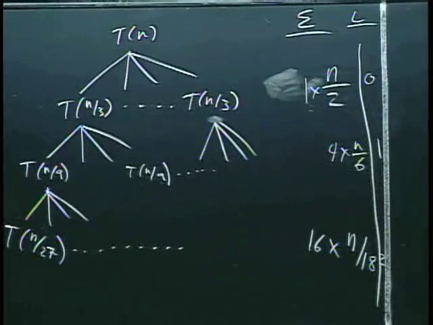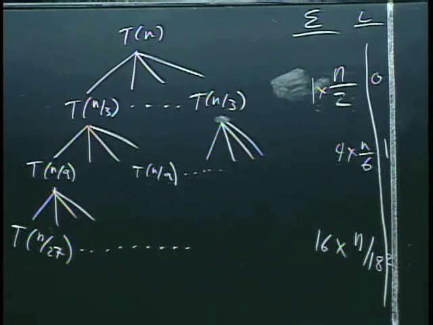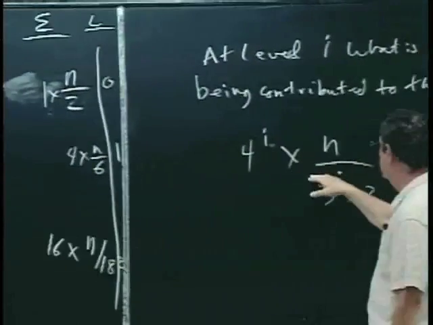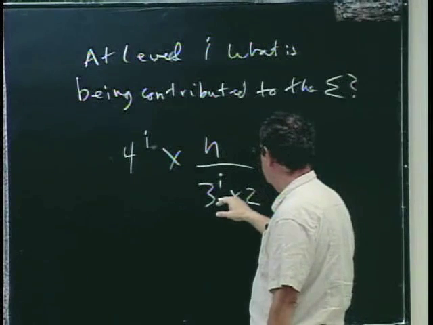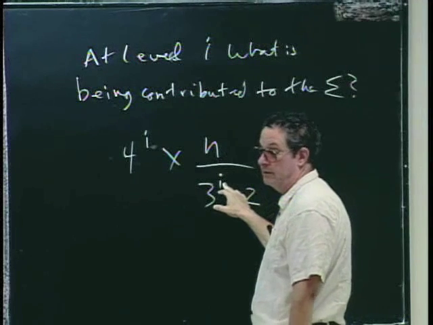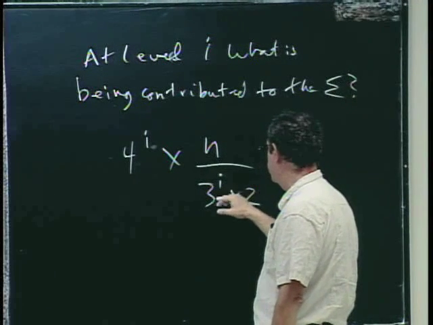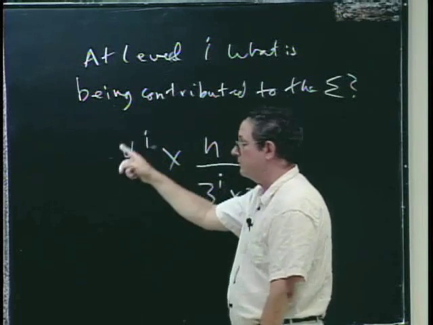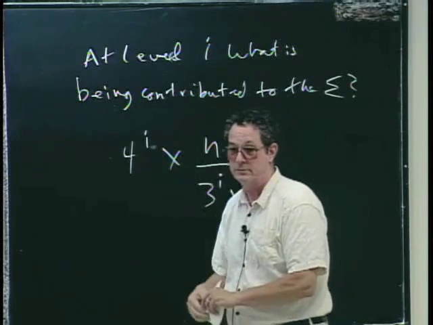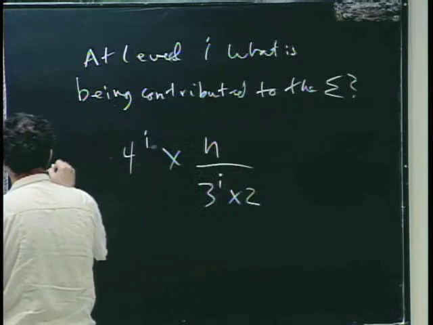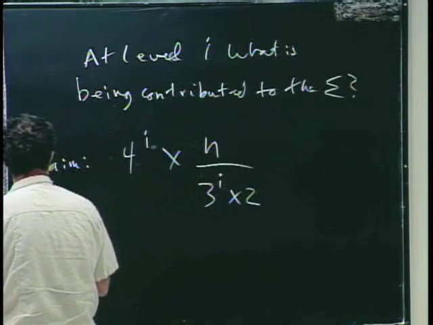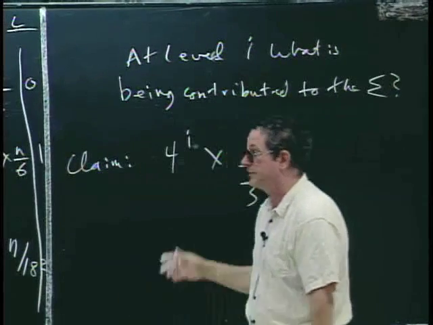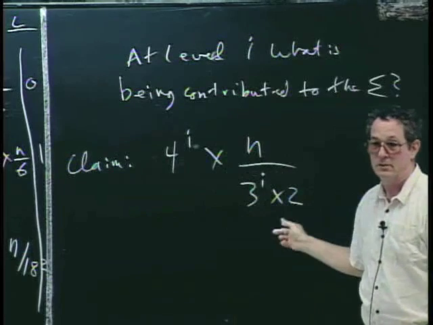Let's take i equals 2. We have 4 to the i, 4 squared, 16, times n divided by 3 to the i, which is 3 squared, which is 9, times 2, which is 18. So I'm claiming this is the general pattern. Okay? Now, if I wanted to prove that this is the general pattern, how do I do that?